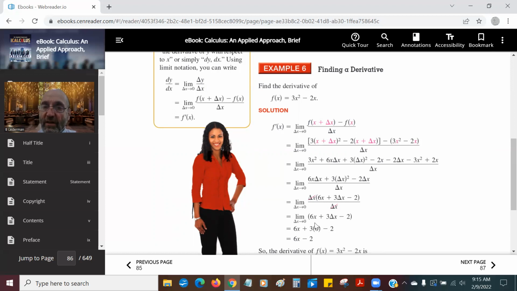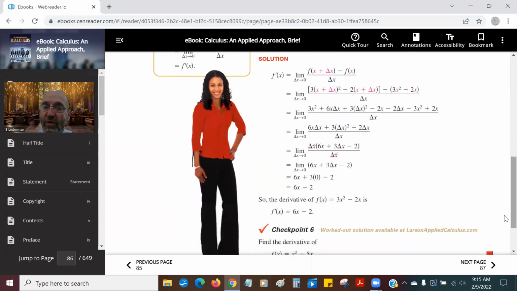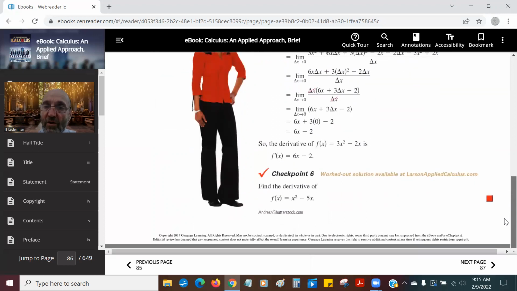Notice that the delta is going to 0, so this middle part is going to disappear. And I finally have 6x minus 2. So the derivative of 3x squared minus 2x is 6x minus 2. And that is awesomely awesome.